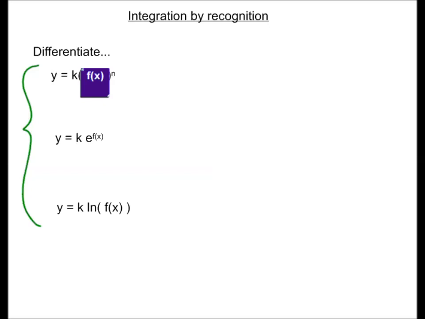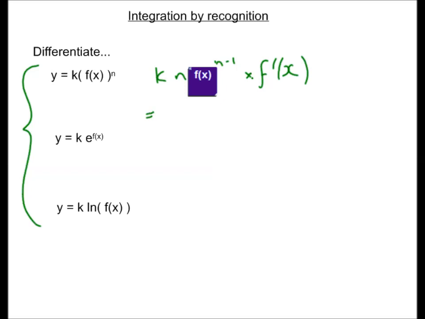So the first one, I'm going to pretend that rather than f of x, it's just x. When I differentiate kx to the n, I get k times n, x to the power n minus 1. But it wasn't really an x, it was f of x. So I'm going to put f of x here instead. And then I need to multiply that by what I get when I differentiate f of x, which is f dash x.